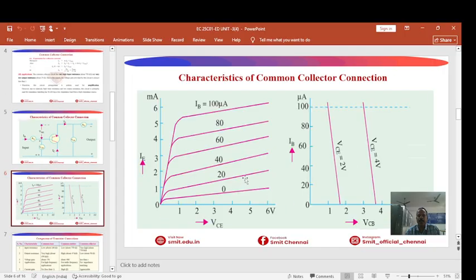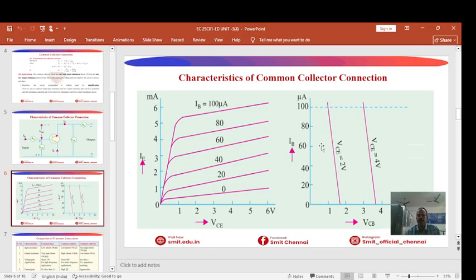In the next diagram, we are going to see the characteristics of CC mode, both in the input side as well as the output side. In the input side, you see it is a variation between VCE versus IE. If you vary the IB, when IB is 0, it will have a low emitter current. When IB is equal to 100 microamps, it will have a high emitter current, around 6 milliamps. So by varying IB, we can vary the characteristics.